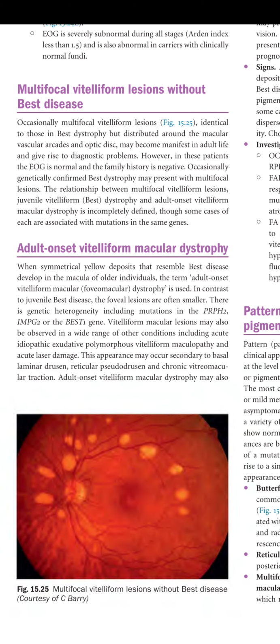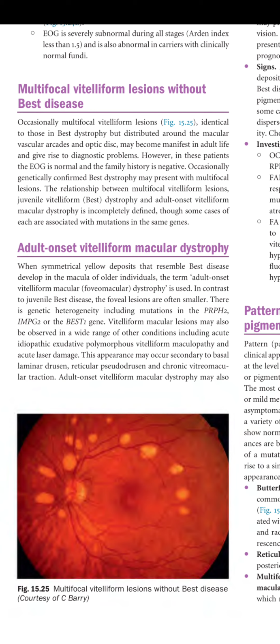Then there is adult onset vitelliform macular dystrophy, when symmetrical yellow deposits that resemble Best disease develop in the macula of older individuals.